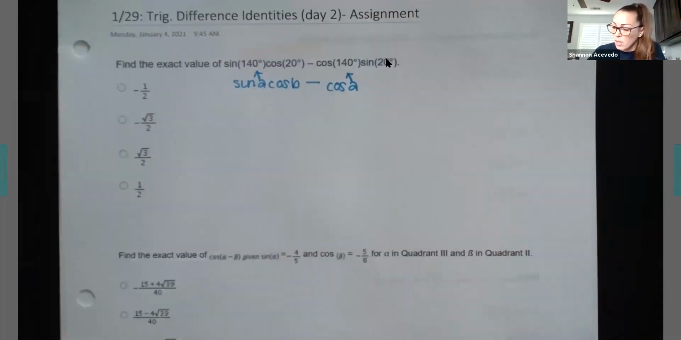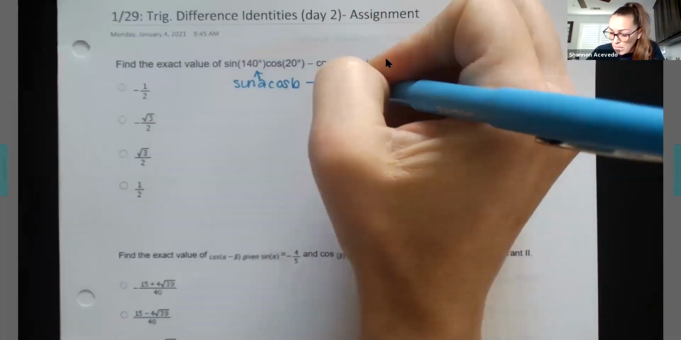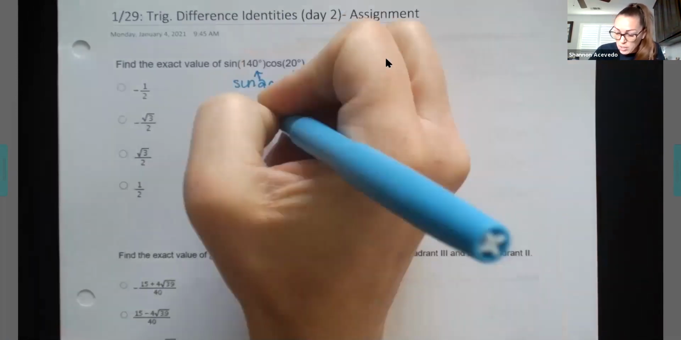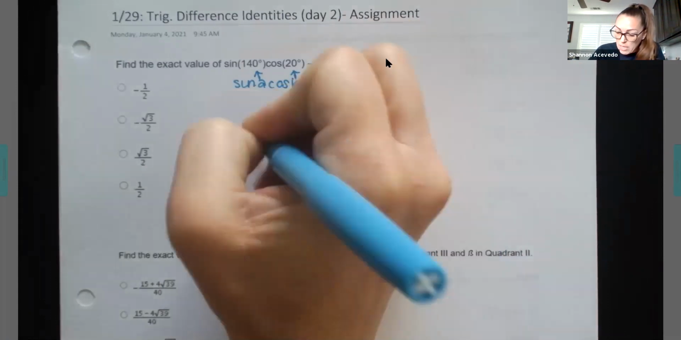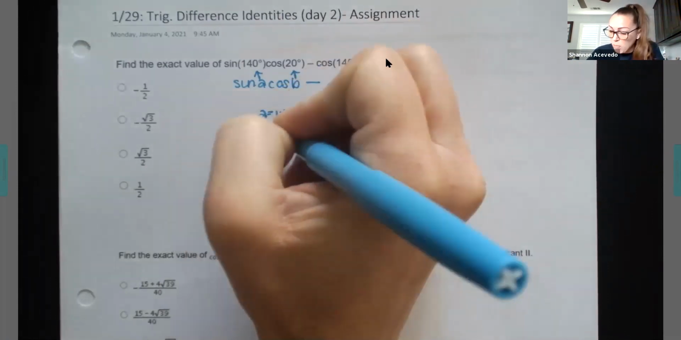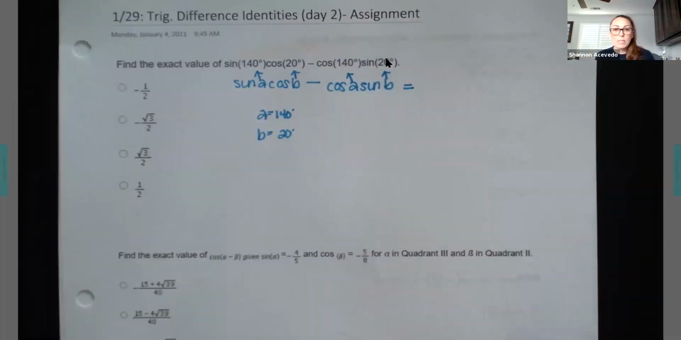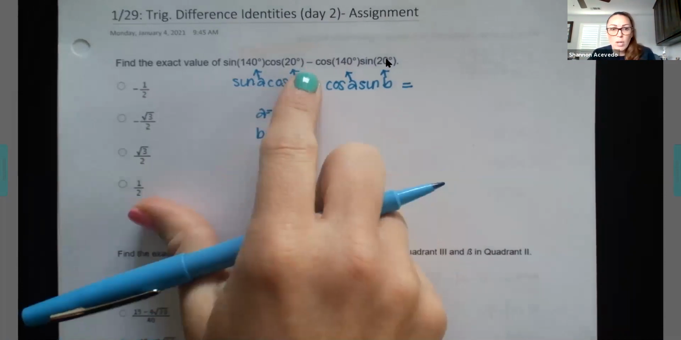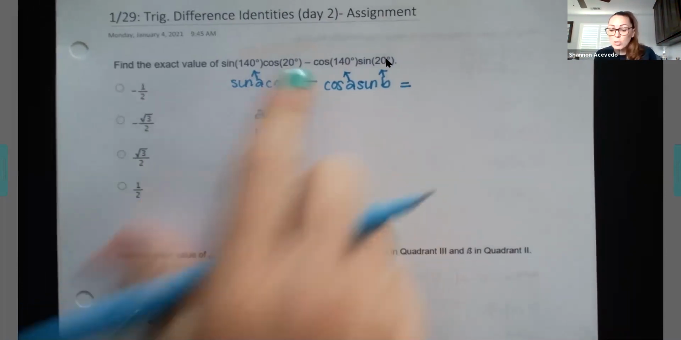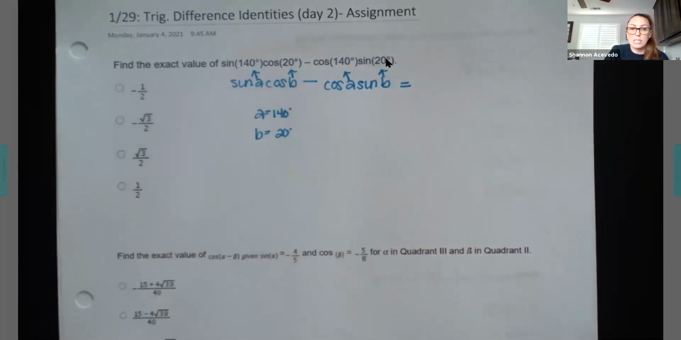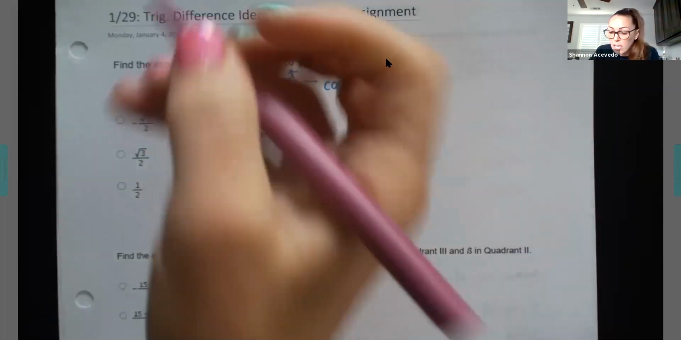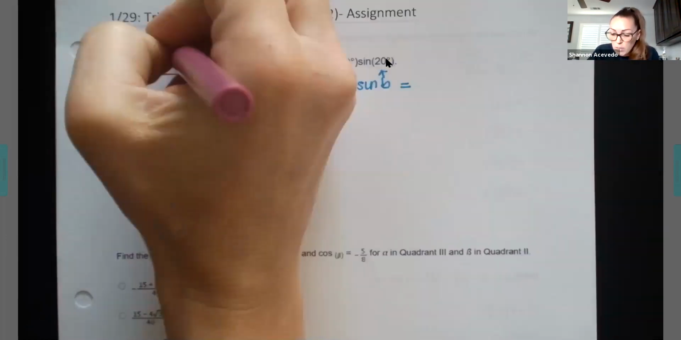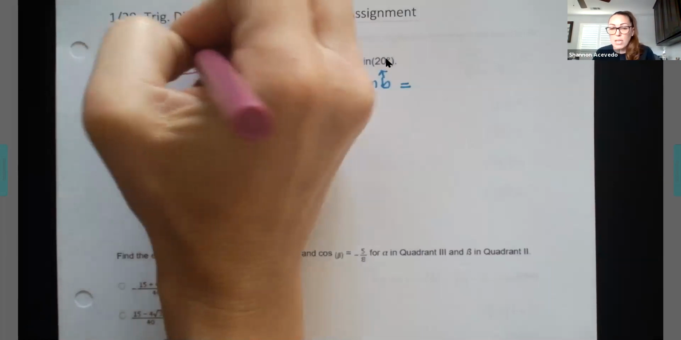Some unknown, sine of B. So this B is representing 20 degrees. So I can see here that my A is 140 degrees, my B is going to be 20 degrees, is equal to what? So I'm working backwards. I'm taking these because these aren't on my unit circle. They're not on my unit circle. And if I want to find the exact value, I have to use the unit circle. Remember, these are not saying plug it into the calculator. The calculator is going to give me a rounded decimal. This is going to be an exact value, which means I'm using my unit circle. So I need values that are on my unit circle.